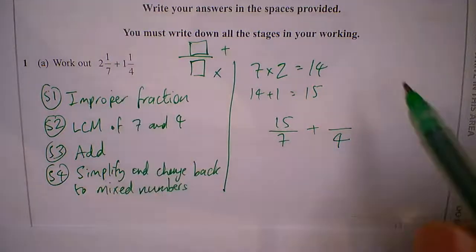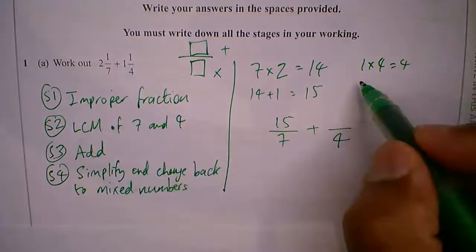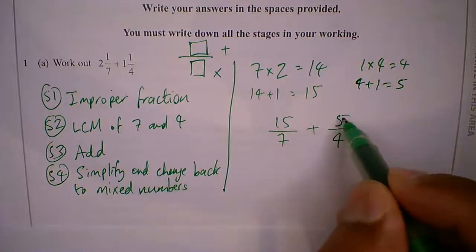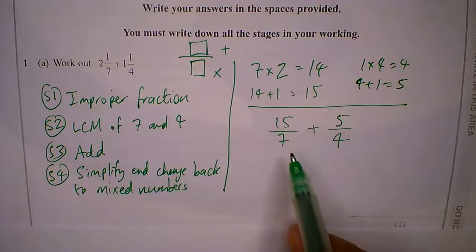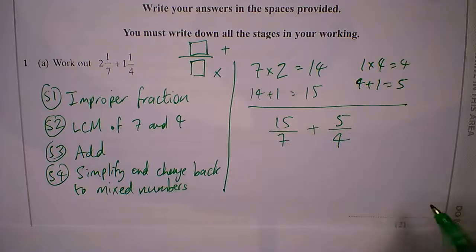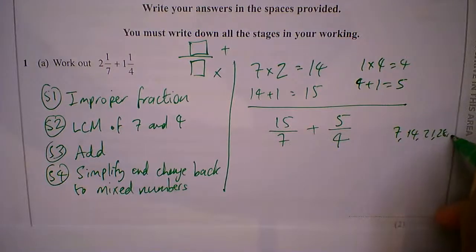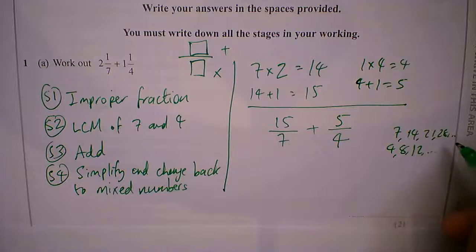So again, 1 times 4 gives me 4. And then add the numerator. 4 plus 1 gives me 5. So this is 5 over 4. Okay. Now that is there, now I need to look for the LCM of 7 and 4. What do both of these numbers go into? The 7 times table, 14, 21, 28, and so on. And the 4 times table, 4, 8, 12, all the way, and I spot that they both go into 28.